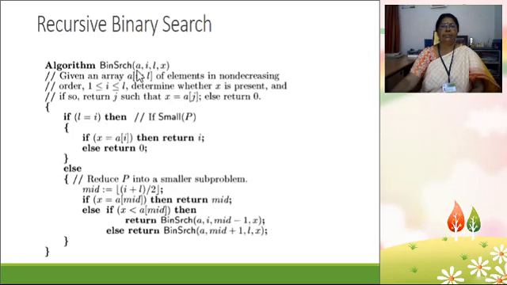So binary search, we have the input parameters A, I, L and X. I and L specify the lower and upper bound of the search array. X is the search element, A is the given array.